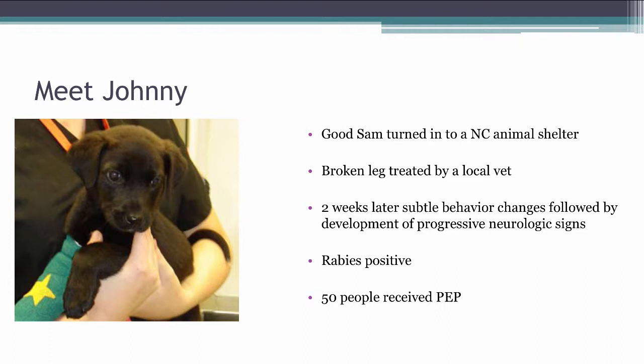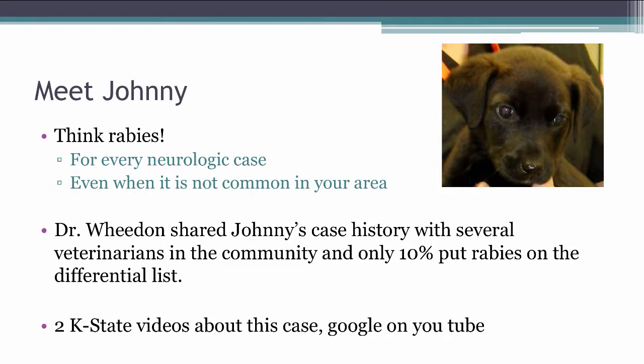So they ended up with 50 people who received post-exposure prophylaxis. And the shelter, though not required to, they certainly were expected to bear that cost. And they did, and it was very expensive. So we always want to think rabies. With every neurologic case, when we see behavior changes, typically the first signs, this is not acting like this dog, we need to be considering rabies.